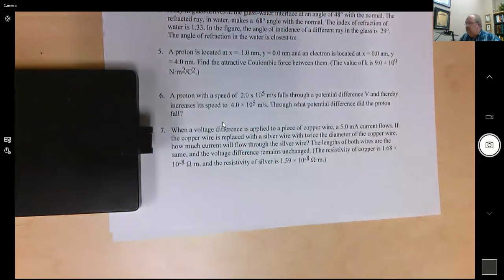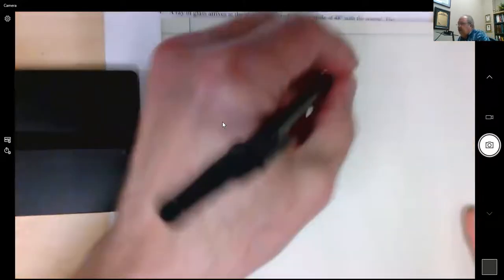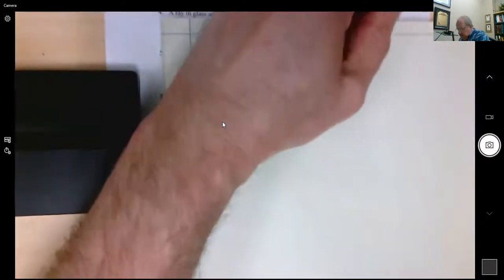Okay, so we know the resistivity of the copper and the resistivity of the silver, so we can go ahead and solve this problem. We know that the resistance of the wire is equal to rho, which is resistivity, times the length divided by the cross-sectional area of the wire.